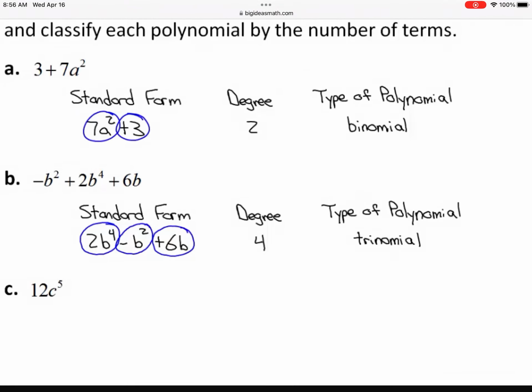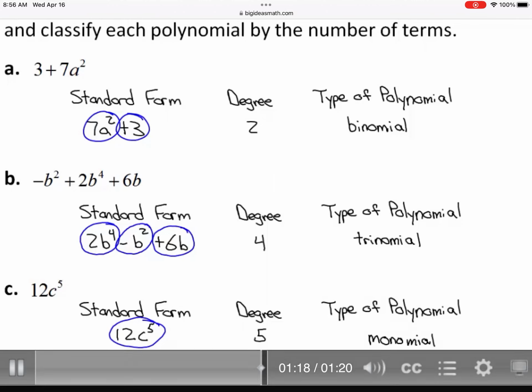Part C, 12c to the fifth power. Notice that the polynomial is already in standard form. The greatest degree is 5, so the degree of the polynomial is 5. Notice that there is one term, 12c to the fifth power, so the polynomial is a monomial.